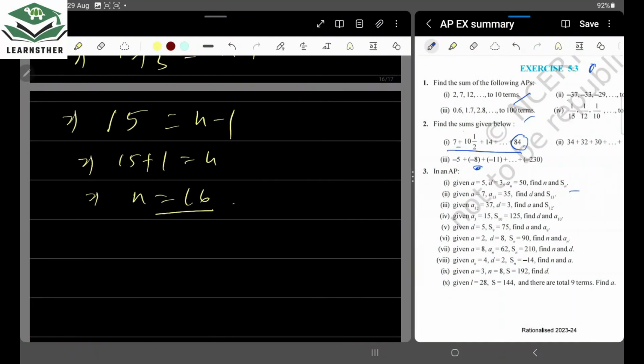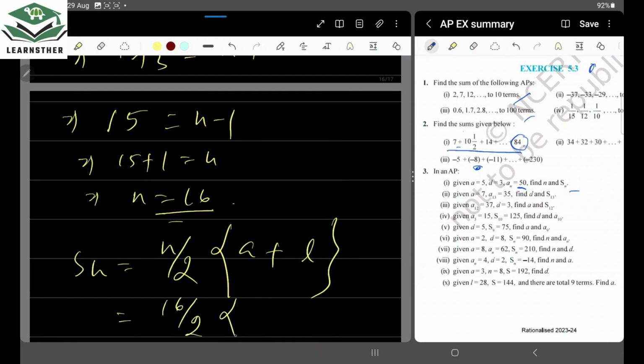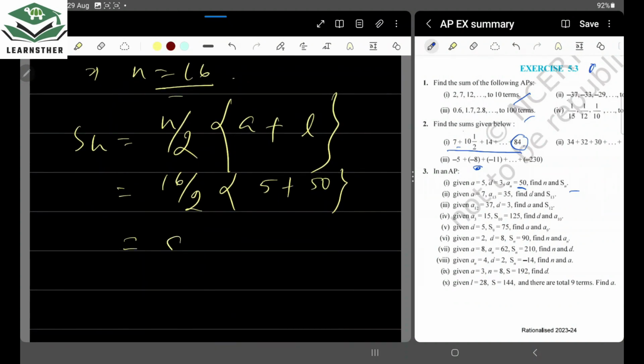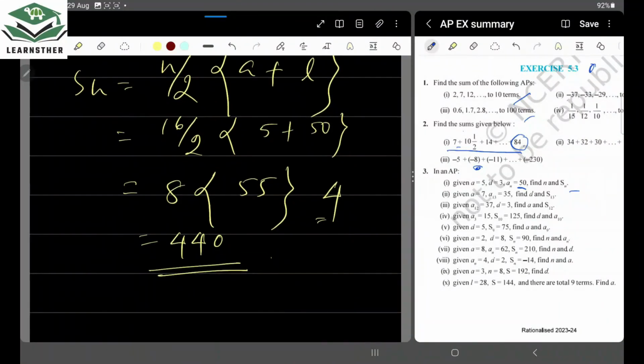So n is 16. Sn we can find out easily. Sn is n by 2 plus... you can do it like this, we can use this formula. L is given here as 50. Okay, n is 16, so 16 by 2. A is your 5, so 5 plus 50. Okay, this is 8, this is 55, 44.